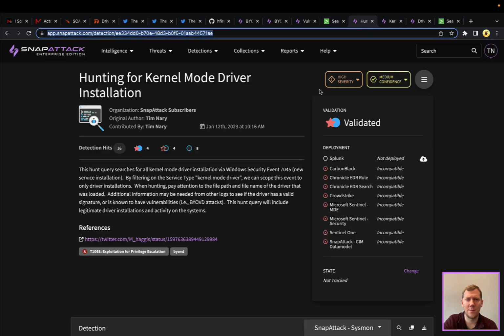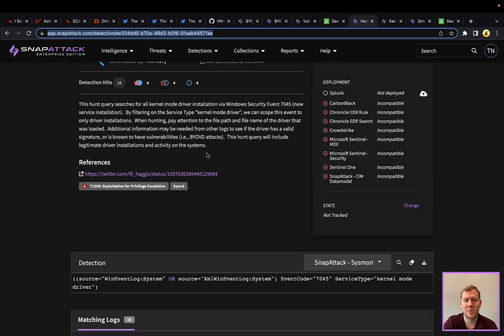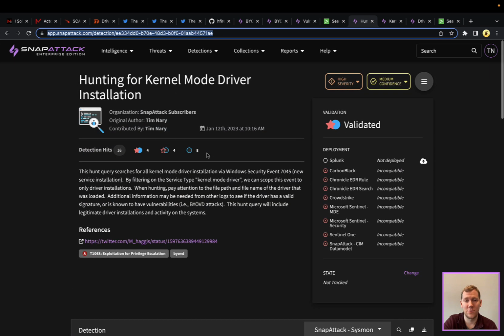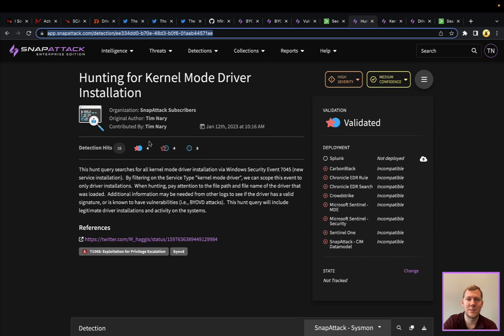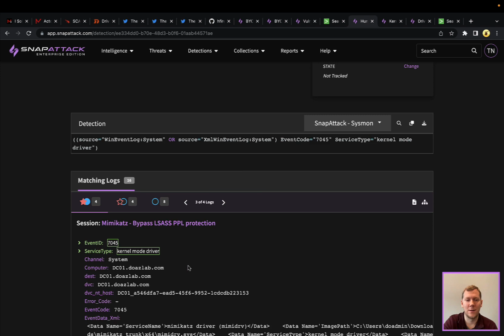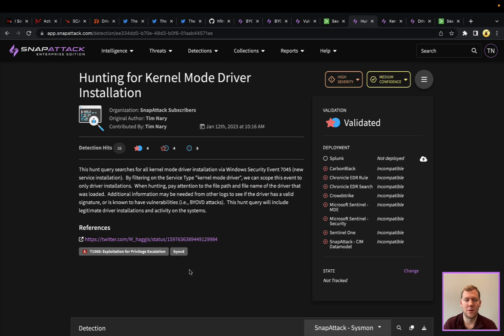Hunting for this too, there's a couple ways that we can do this. So two in particular Windows event logs that we can use. This one is 7045, so we're looking for new service installations, and specifically there's a service type for kernel mode drivers that we can scope this to. So we could use this for threat hunting. Again, there's going to be a lot of false positives because this is going to include all driver installations. But we could see here some examples. So, we're seeing Mimikatz drivers loaded. This would also work for these bring your own vulnerable driver attacks as well.